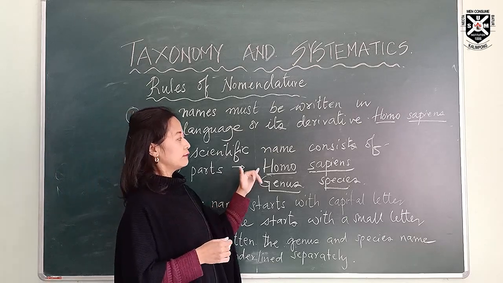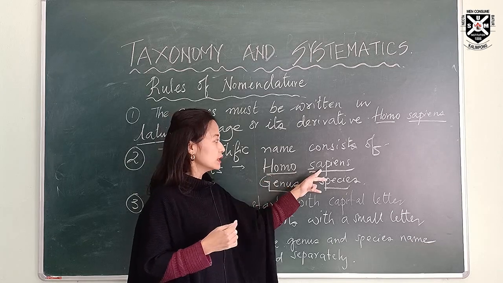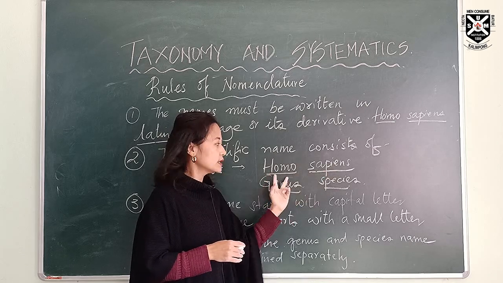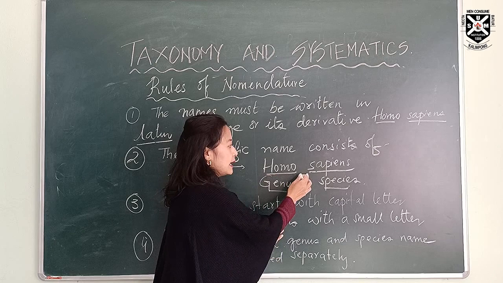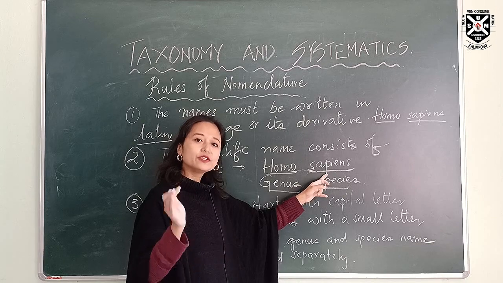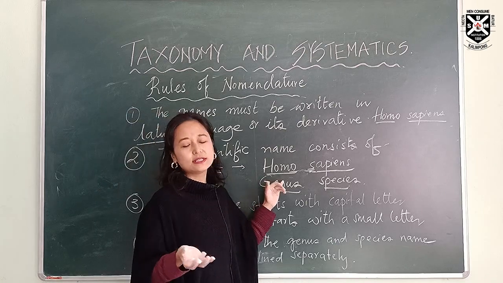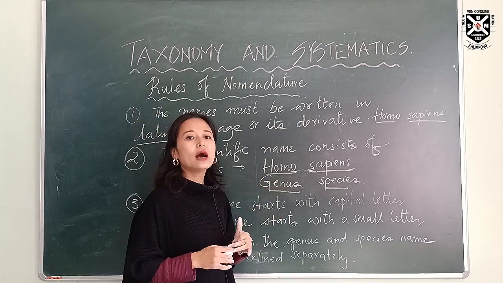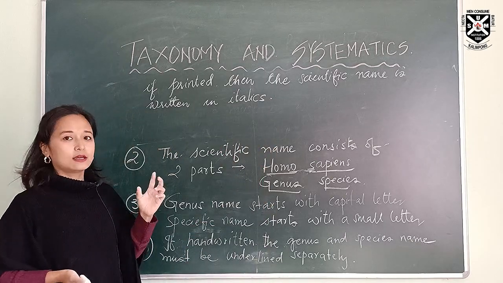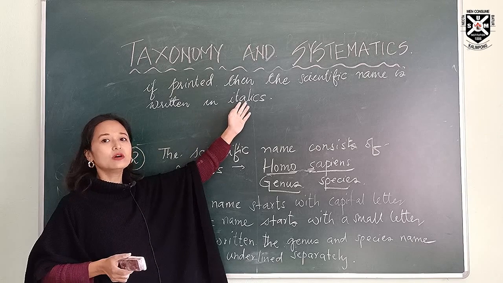In case the scientific names are handwritten, like right now I just wrote it on the board, then it must be underlined separately. The genus name and the species name must be underlined separately, not together. If it is printed in the textbooks, then it must be written in italics. In your textbooks, all the scientific names are written in slanting writing, which is known as italics.